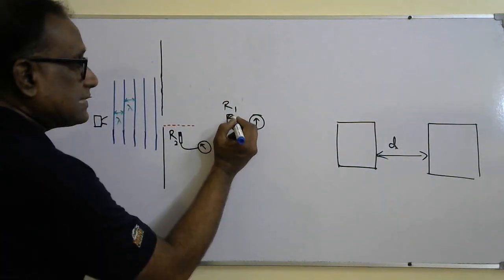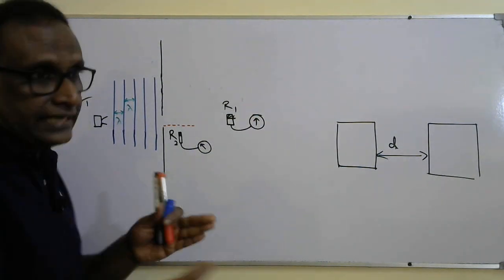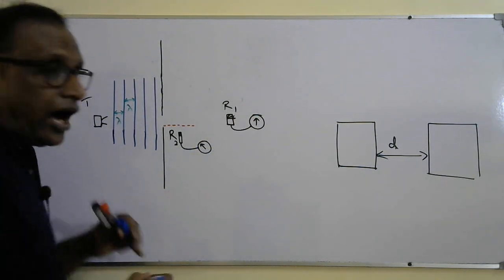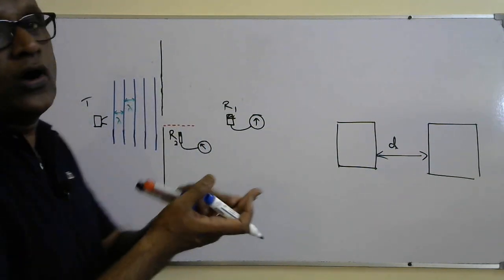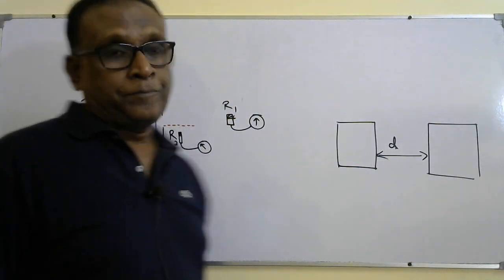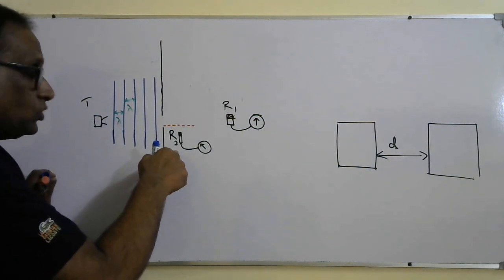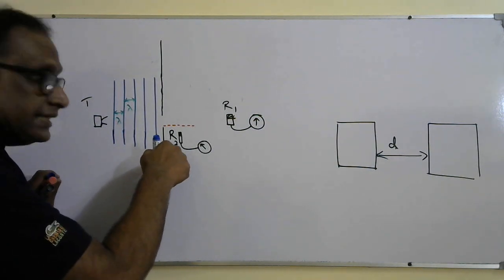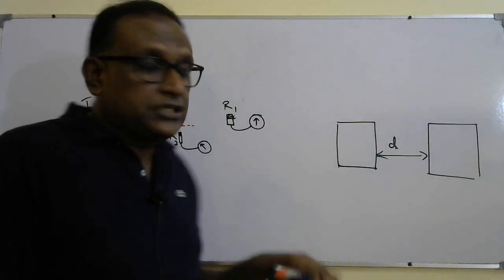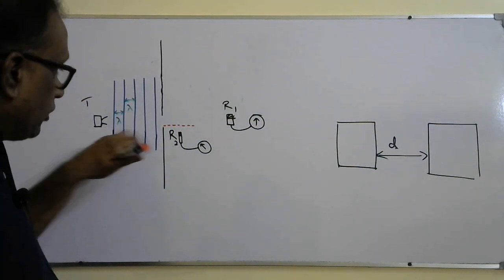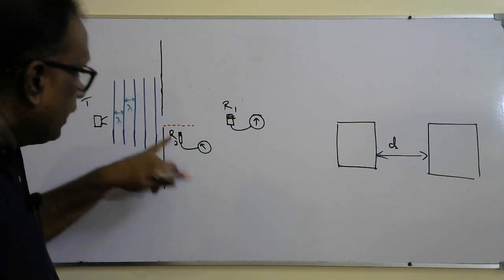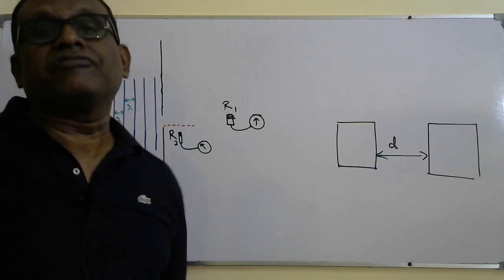Means the energy, I can use the word intensity, received by R1 will decrease compared to when the slit size was much larger initially. Now the reading of R2 is increasing. Why? Initially there is no diffraction. R2 can't receive any microwave directly from T, the transmitter, because it's blocked, it's kept below the edge. R2 can receive only the diffracted wave.